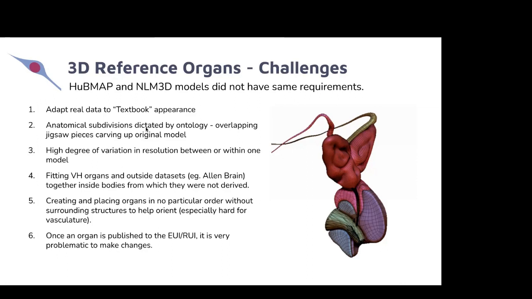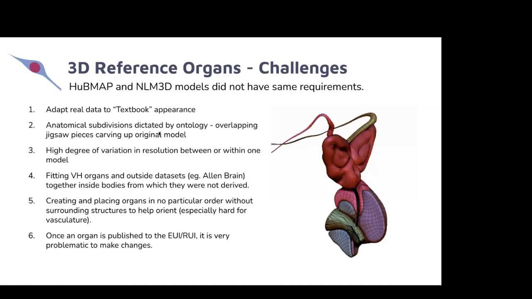Then the anatomical subdivision is dictated by ontology, with overlapping jigsaw pieces carving up the original model. While modeling the 3D organ, as you know, the human body is so complicated and so convoluted that it becomes difficult to map every minute detail of the human body.